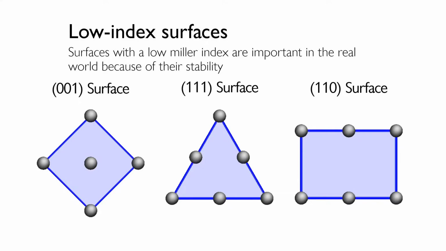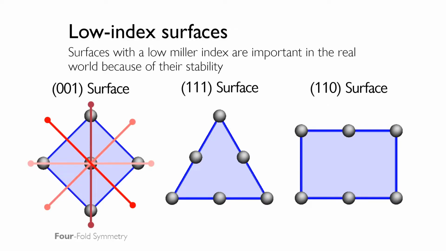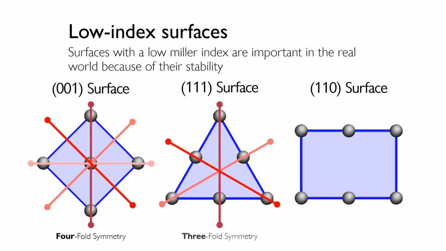From these top-down views, it's also apparent that there are different symmetries for these surfaces. On the left, the 001 surface has fourfold symmetry. The distance between each atom on the surface is the same, and it's equal to the lattice constant multiplied by a factor of √2/2. In the middle is the 111 surface. The distance between each atom on the surface is also equal to the lattice constant times √2/2, though, for this surface, the symmetry is instead threefold.